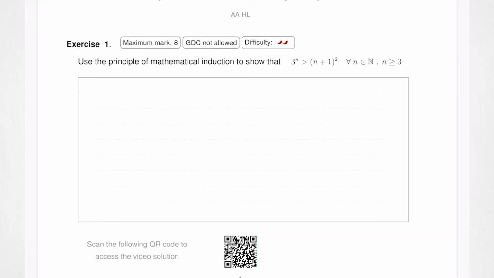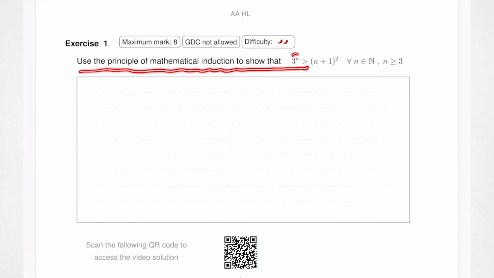Let's get through week number 1 of the Ace Your IB Math Exams in 10 Weeks Challenge. So what we have in front of us is the following. Use the principle of mathematical induction to show that 3^n is greater than (n+1)^2 for all natural numbers greater than or equal to 3. Now there's quite a large number of induction proofs videos in this channel and in the website if you want to dive deep into it.